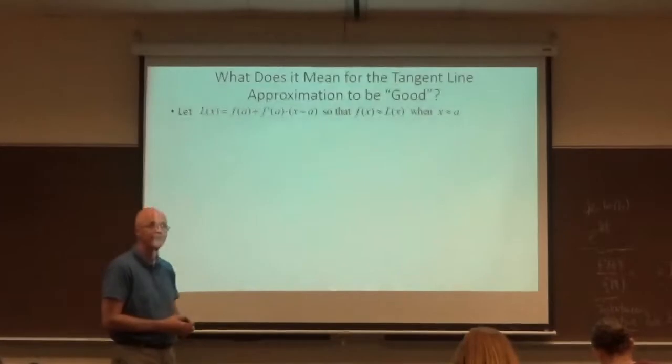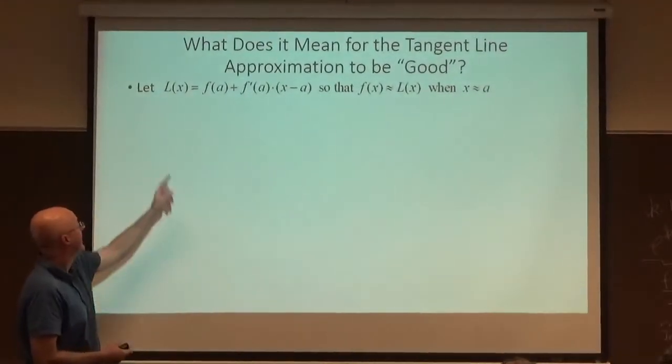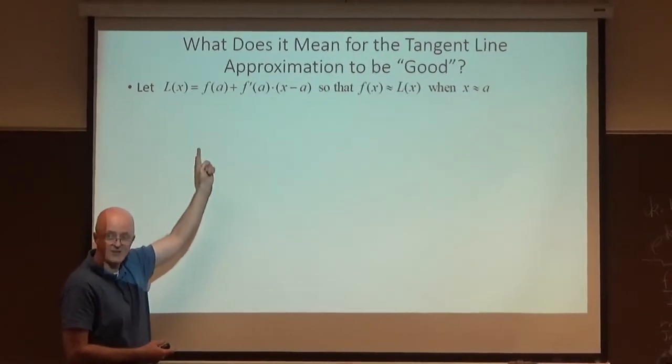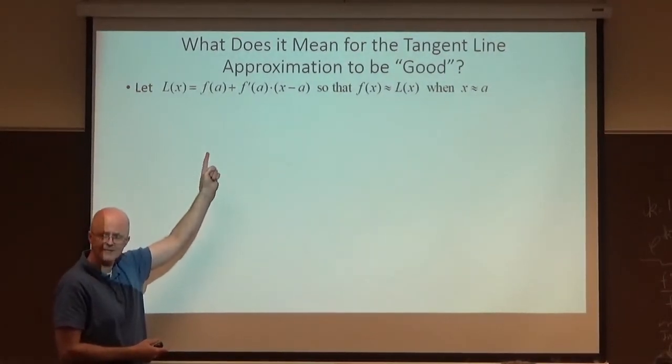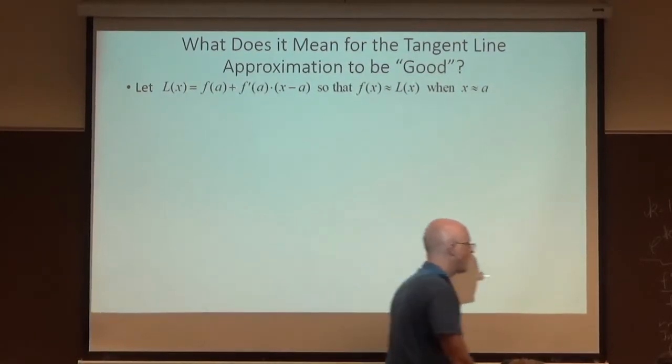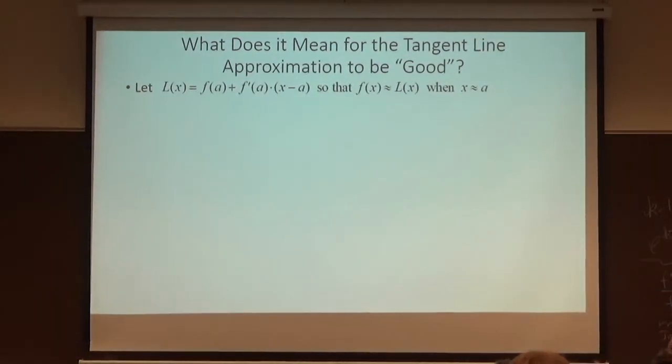Another subject. What does it mean for the tangent line approximation to be good? Remember, here's the tangent line approximation. L of x is this function. Actually, this L of x, I don't think I used that on the previous slides. What is L of x? L of x is a function whose graph is the tangent line to the graph of f at x equals a.